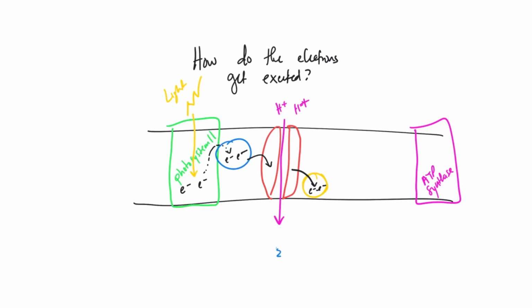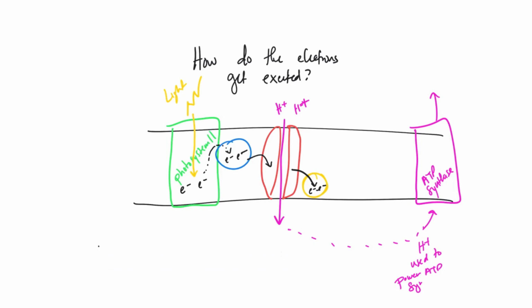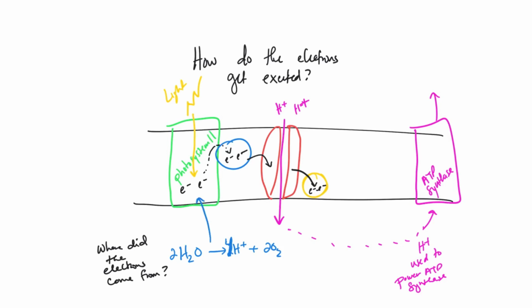After that process, the electrons go on their merry way to their lowest energy state. But then what happens to the hydrogens? Well, those hydrogens can be used to power ATP synthase and make ATP. So where did the electrons come from in the first place? Well, when water is broken, it will release hydrogens and oxygen and electrons. Those are the electrons that are excited by light in photosystem 2.